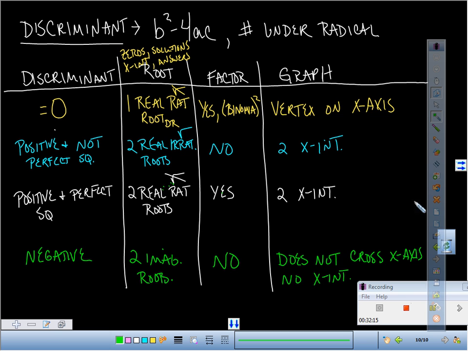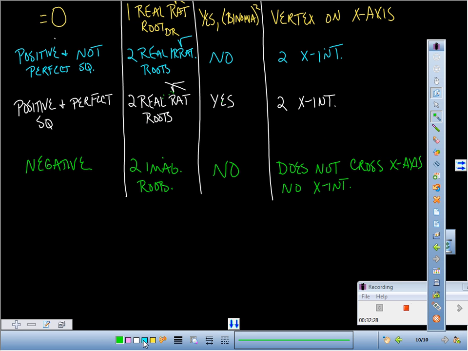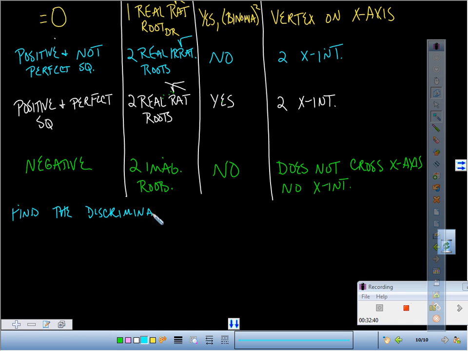All right, so we got like 4 problems to do, okay? So let's do them down here. Here's the directions to 3 of the problems. Find the discriminant and give the nature of the root.